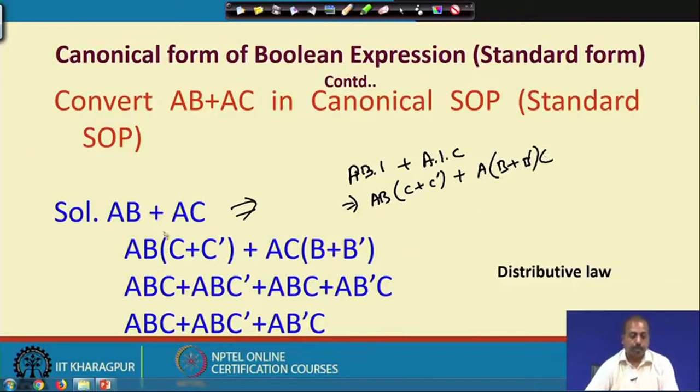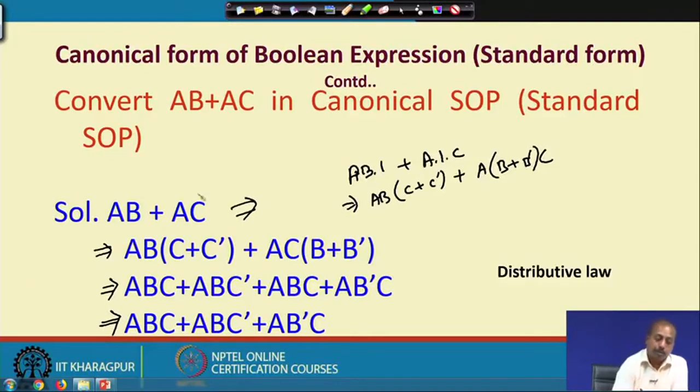So, we substitute in place of 1 here C plus C bar, and in place of 1 here B plus B bar. Then if you expand, you will get this form ABC plus ABC bar plus ABC plus AB bar C. So, these are all equivalent. Now, you see that some of the terms are appearing more than once, the term ABC has appeared more than once. So, you can just remove the duplicate and write it as ABC plus ABC bar plus AB bar C. So, this is the canonical form.